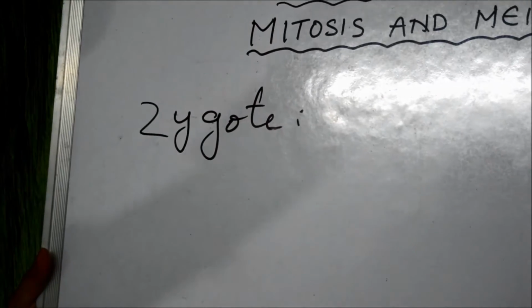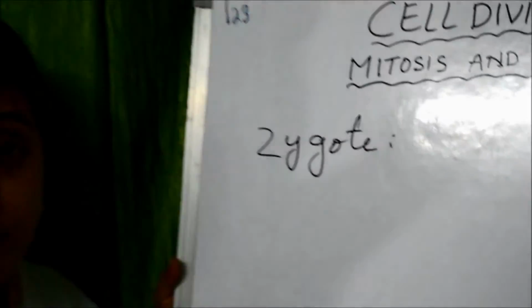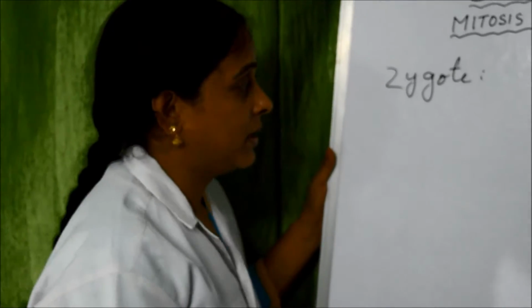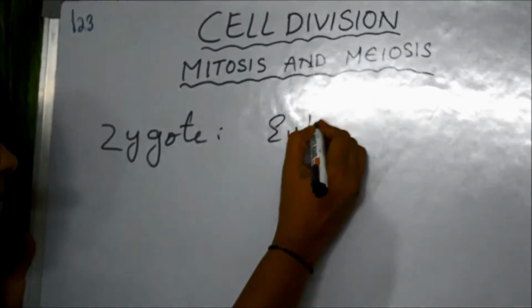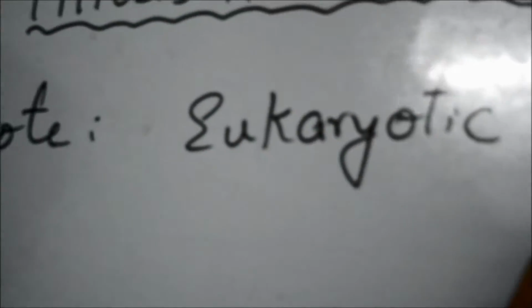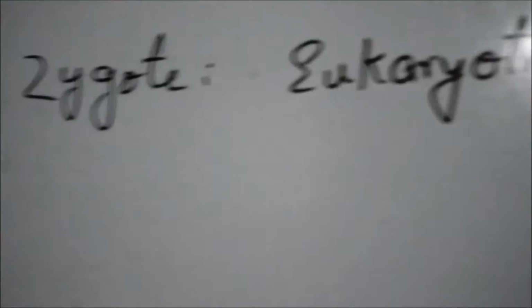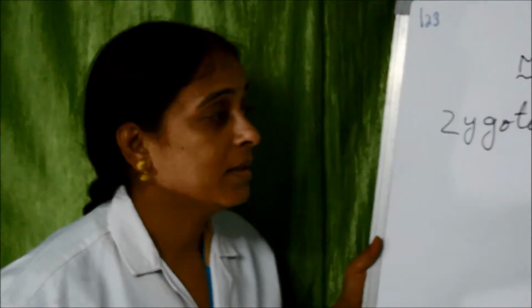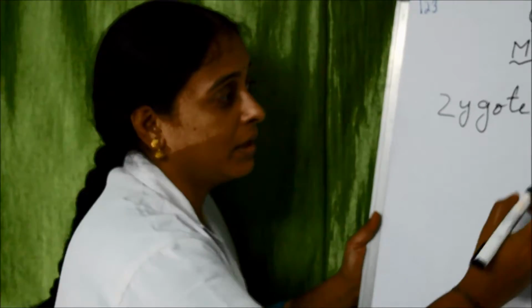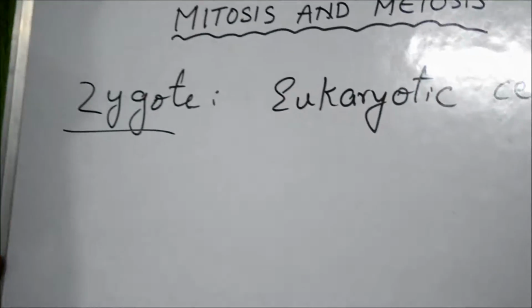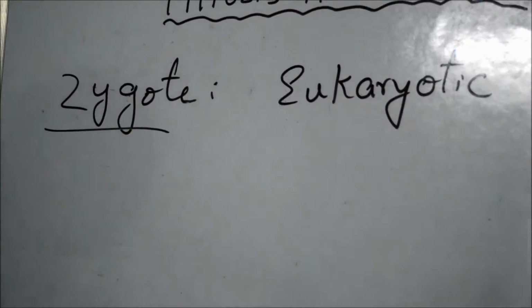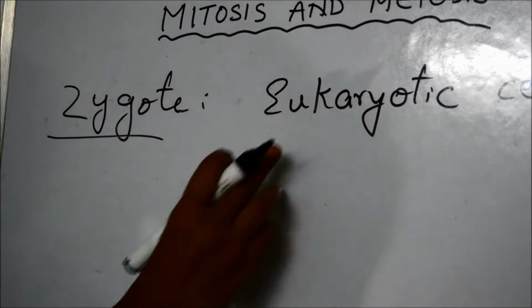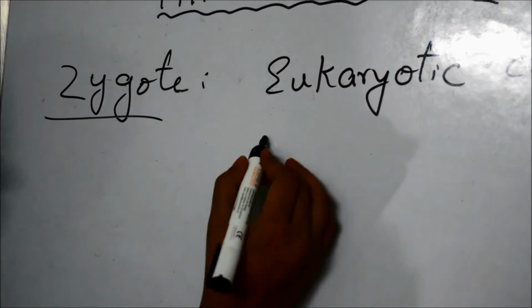A zygote is formed by a eukaryotic cell after a fertilization event between two gametes. In other words, the zygote genome is a combination of the DNA in each gamete, and it contains all the genetic information necessary for a new individual. Here we are saying that the zygote is a eukaryotic cell. So we have two types of cells: one is eukaryotic and the other is prokaryotic.